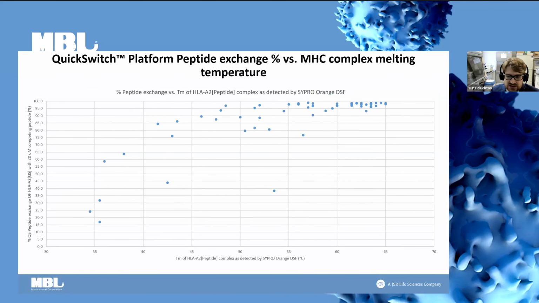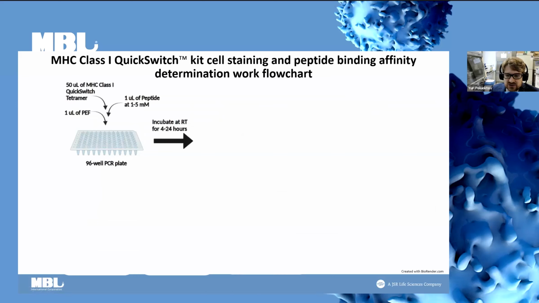It has been shown that MHC molecules that bind with higher affinity peptides are more stable to temperature-induced denaturation, and using a SYPRO Orange DSF dye and an RT-PCR instrument, we were able to determine the relative melting temperature of our peptide exchange MHC molecules. As you can see, there's a strong correlation between the percentage of exiting peptide exchange for the QuickSwitch loaded peptide and the melting temperature of the MHC molecule loaded with this peptide. But there's still some outliers present, which I'm not sure I can explain, but experimental results.